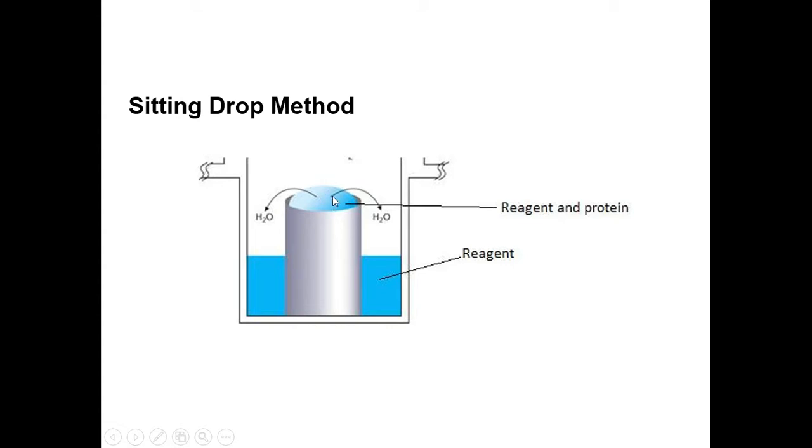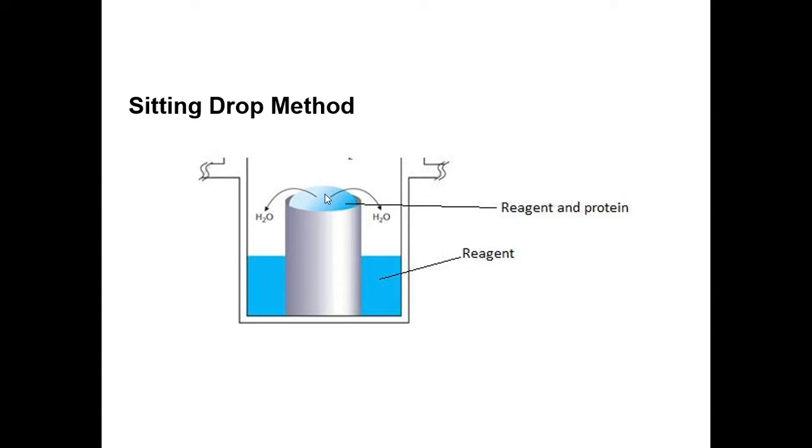Now, how do you get crystals to form? It's all trial and error. You basically play around with concentrations. You change around the ratio of reagent and protein. So, for example, in that first slide, we said 5 microliters and 5 microliters. Maybe on another one, you do 5 and 10. And then on another one, you do 10 and 5.